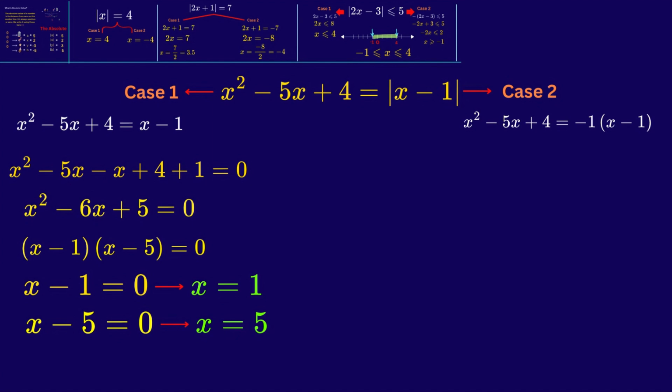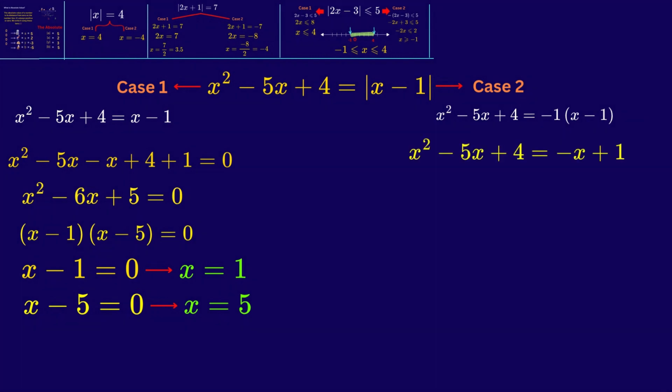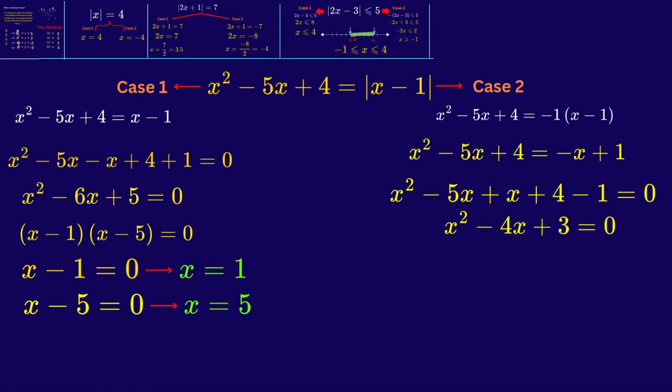Now let's solve case 2. First we need to multiply negative 1 by x minus 1. We will have negative x plus 1. Now let's bring this whole thing to the other side of the equation. We will have x squared minus 5x plus x plus 4 minus 1 is equal to 0. Now let's combine the like terms. We will have x squared minus 4x plus 3 is equal to 0. Now let's factorize this. We will get x minus 3 multiplied by x minus 1 is equal to 0.